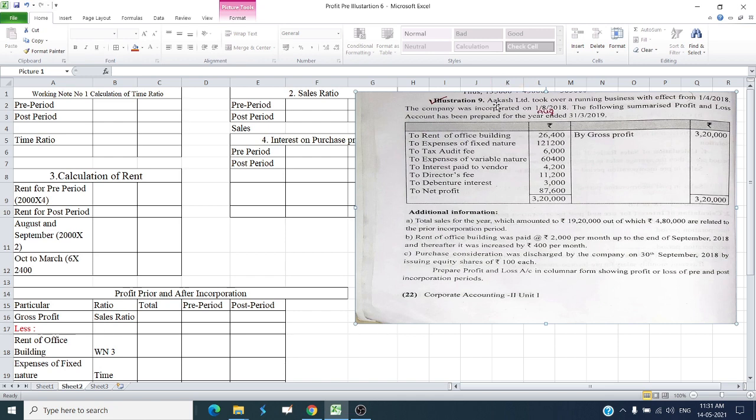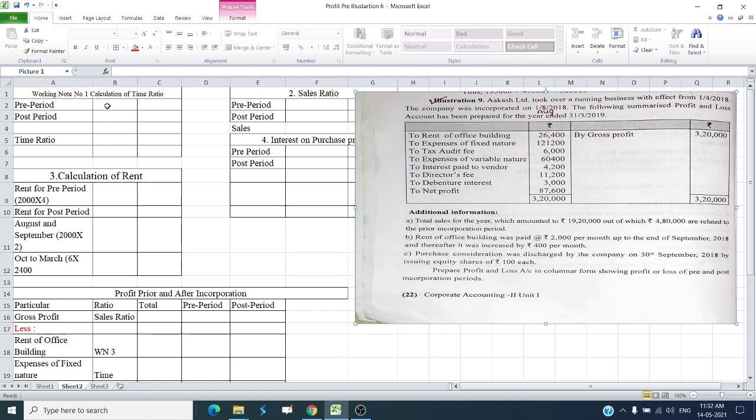See the question here. Akash Limited took over a running business with effect from 1/4/2018. The company was incorporated on 1/8/2018. This means that the company started its business from 1st April, and it got its certificate in August month. The following summarized profit and loss account has been prepared for the year ended 31st March 2019, means this is the closing date. So with the help of this we can easily calculate the time ratio.